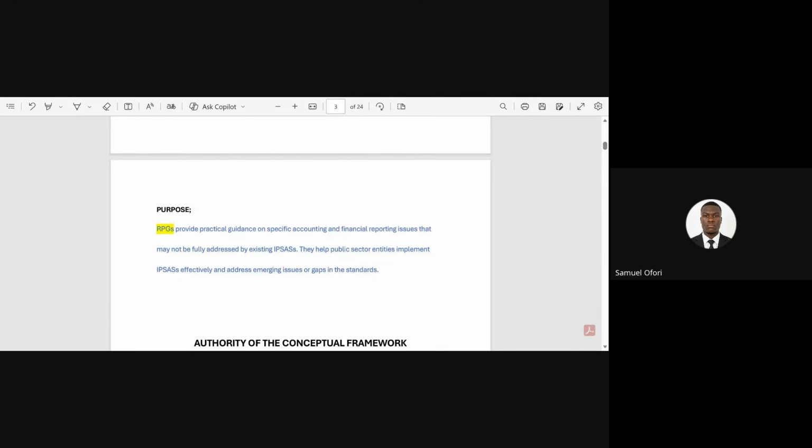The major issue is the IPSAS, because the recommended practice guides don't have much information, but rather the IPSAS. IPSAS is where you have more issues to talk about. All right, but now let's look at the authority of the conceptual framework. I earlier mentioned the authority of the conceptual framework. I don't know if anyone remembers that and can mention it to us.